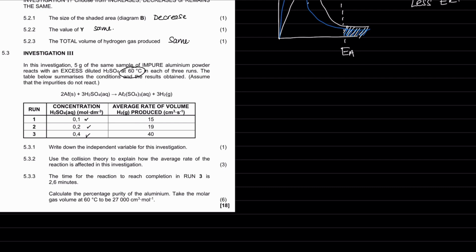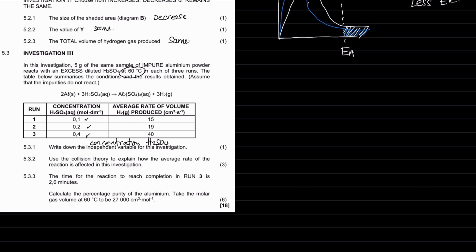So write down the independent variable. In this investigation, the independent variable is the thing that they're changing. So they are changing the concentration of H2SO4. Each time they repeat the experiment, they're changing the concentration. And so that's our independent variable.